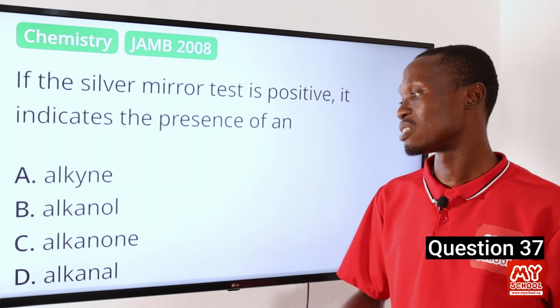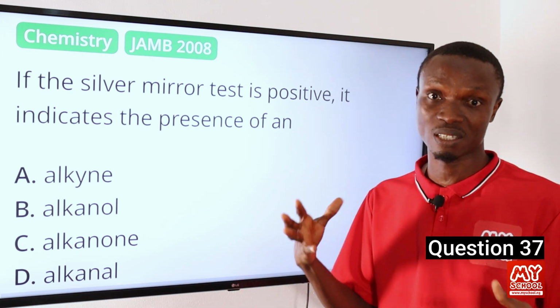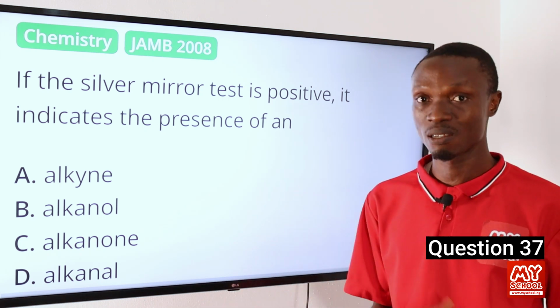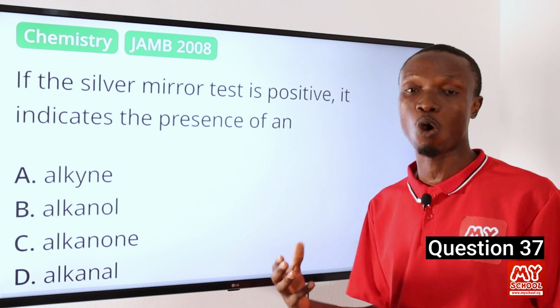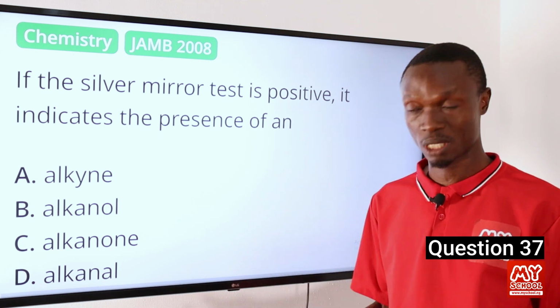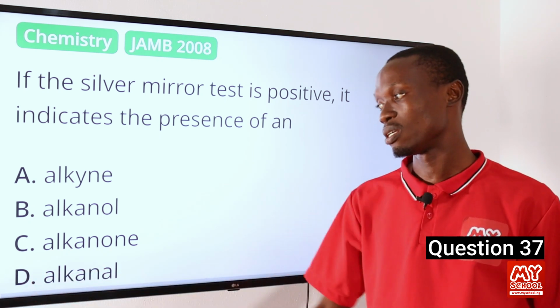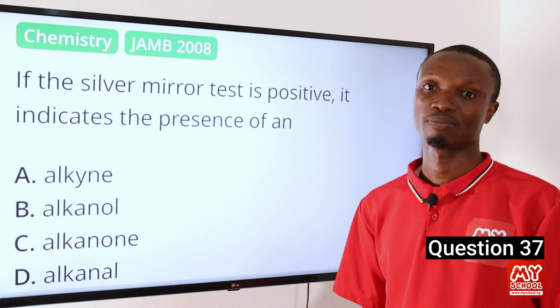So in Tollens' reagent, the alkanal will reduce the silver ion to metallic silver, which then forms a silver mirror on the wall of the glass test tube container. So that makes option D the correct answer to this question.